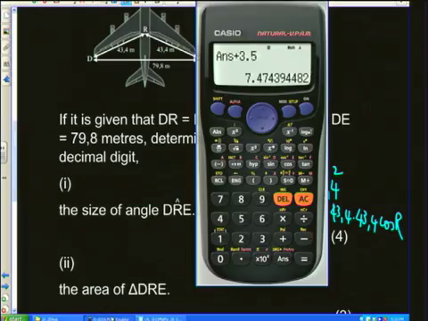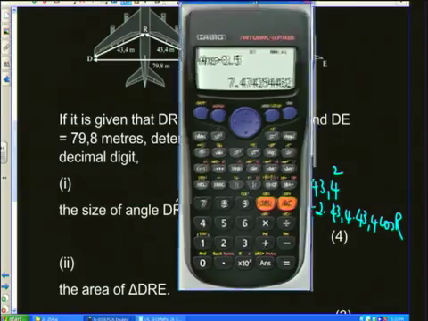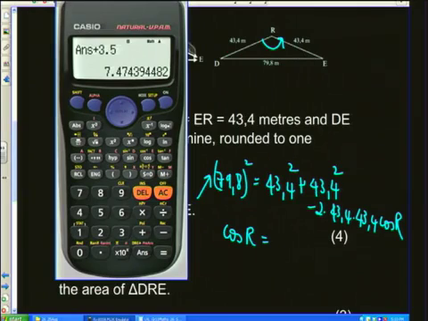Let's hope that our calculator this time behaves, because the last time it did some strange things. And obviously it's not my fault, hey? It's all the calculator's fault.